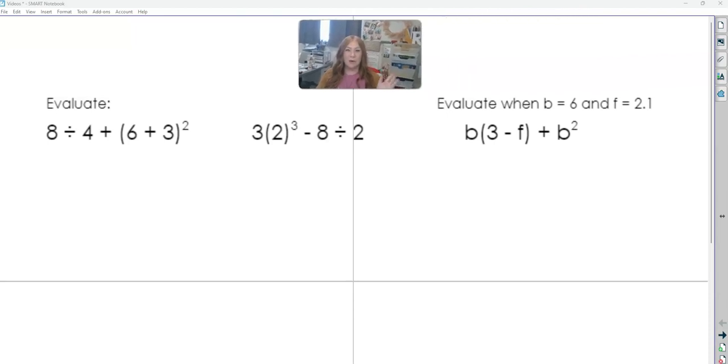If you got a 3 or a 4 on the first mastery check for Module 8, you do not need to do this assignment unless you would like more practice. If you did not get a 3 or a 4 on Module 8 mastery check number 1, then we're going to do these problems together.